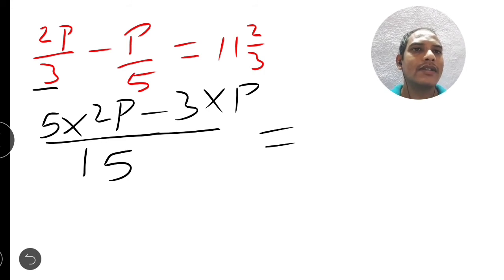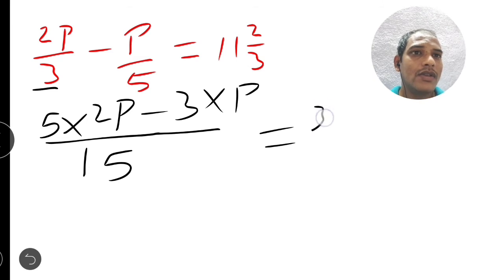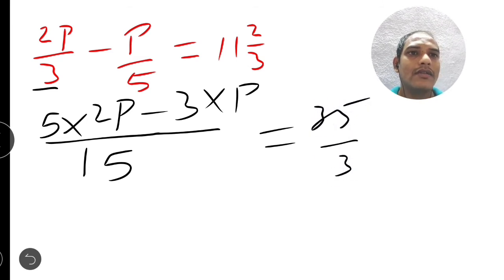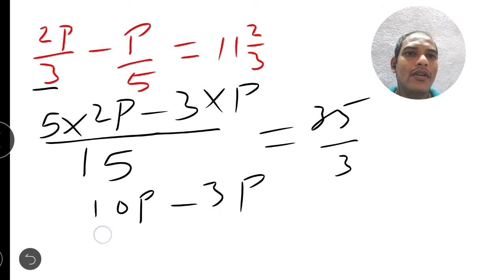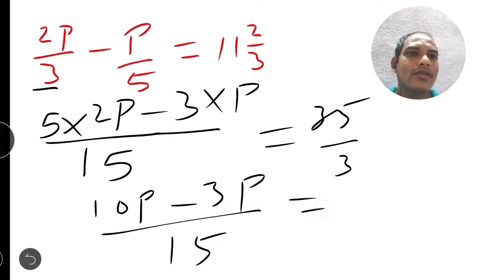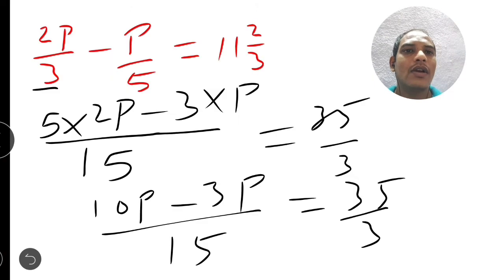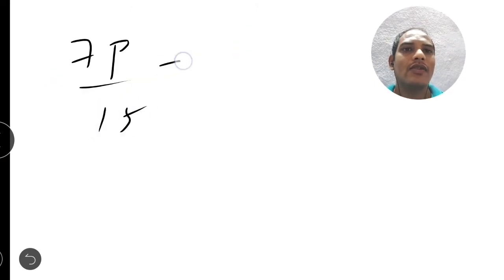It is a mixed fraction, so convert into improper fraction form. So 3 11s are 33. 33 plus 2 is 35 divided by 3. Now 5 into 2p is 10p minus 3 into p is 3p divided by 15 equals to 35 by 3. So 10p minus 3p is 7p divided by 15 equals to 35 by 3.